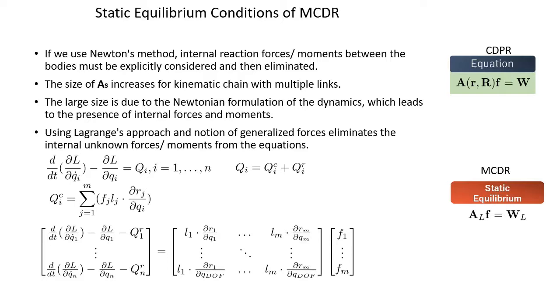Unlike the rigid body case, the MCDR contains constraint wrenches too. For a single revolute joint controlled by two cables, part of the external wrench will be balanced by the constraint in the joint. If we use Newton's method, the internal reaction forces or moments between the bodies must be explicitly considered and then eliminated. The large size is due to the Newtonian formulation of dynamics. Using Lagrange's approach and the notion of generalized forces eliminates the internal unknown forces or moments from the equations.